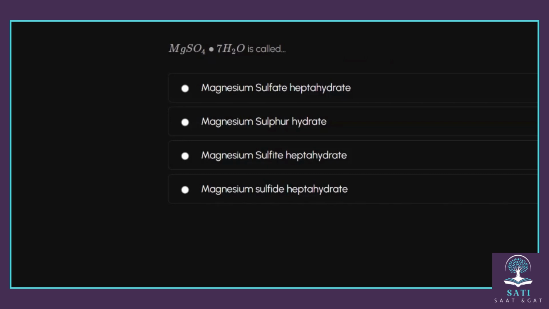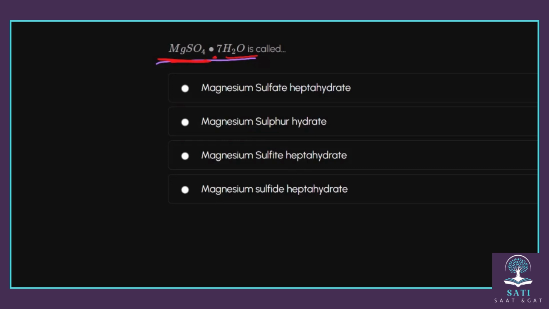As you see, we have magnesium sulfate, which is MgSO4 dot 7H2O. And this represents how we write hydrated salts. How do we write hydrated salts? We write the salt first, then we write this dot that separates the salt from water. Then we write the water molecule, which is H2O, but we give how many molecules of water are attached to the salt.